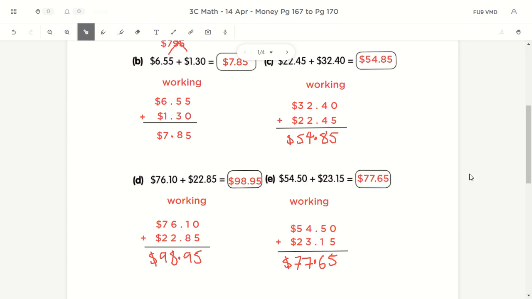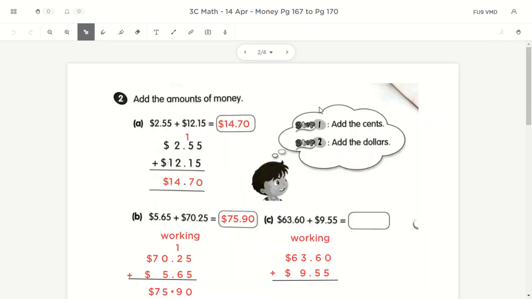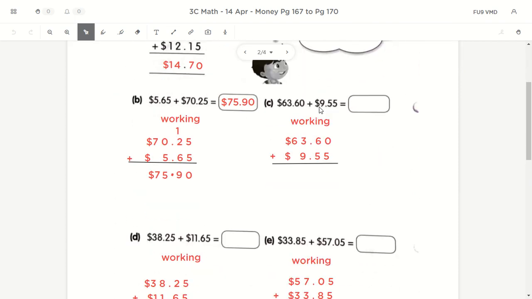Alright, so it's quite simple. Realize this page there's no regrouping at all, so we always start with those that have no regrouping. I think from the next page onwards there will be regrouping involved. So let's go to the next page. Okay, so part A and part B I've done already. So now let's go to part C.